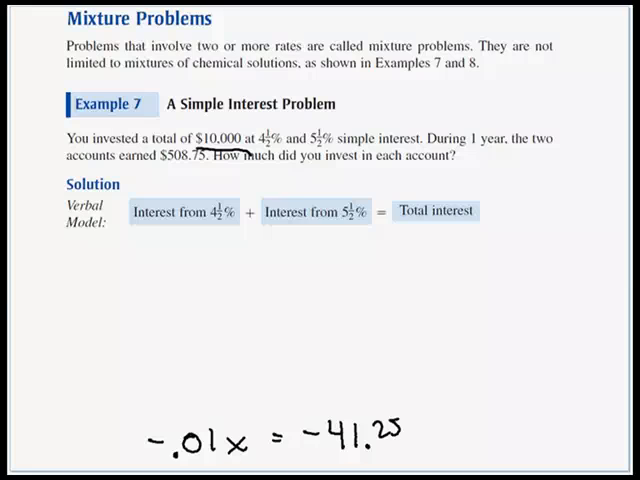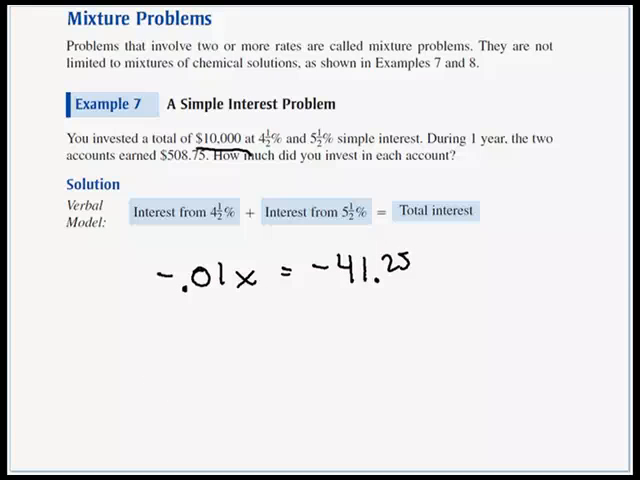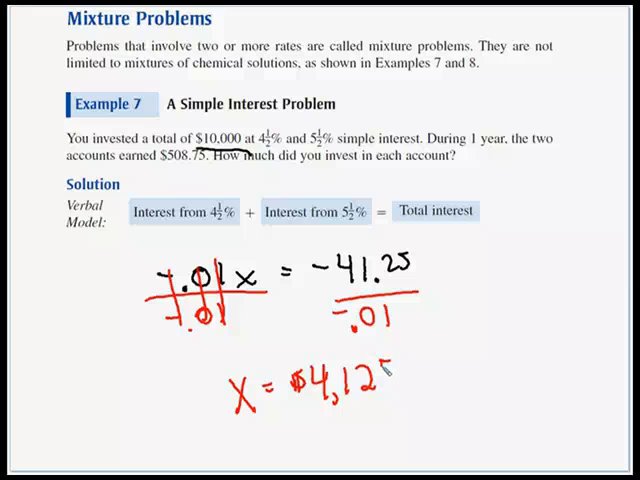Okay, last step to solve for X, we divide by negative 0.01. So divide here by negative 0.01, that'll cancel. Divide here by negative 0.01. The negatives are going to cancel into a positive. And when we divide $41.25 by 0.01, we get $4,125. So are we done with the problem?